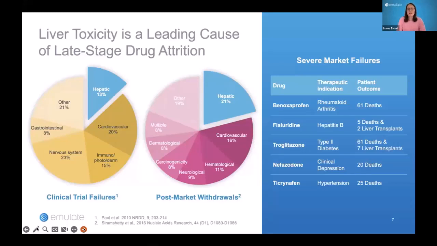And on the right-hand side, a rather depressing look at some drugs that, albeit were approved in the late 1990s, early 2000s for different therapeutic indications, have actually gone on to cause patient deaths and or liver transplants.